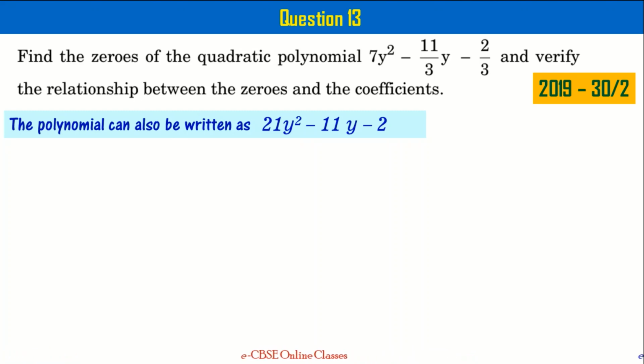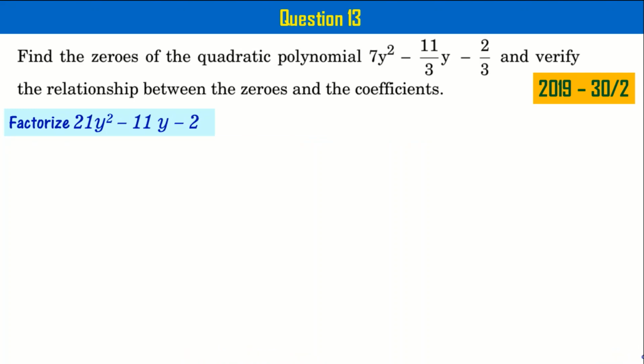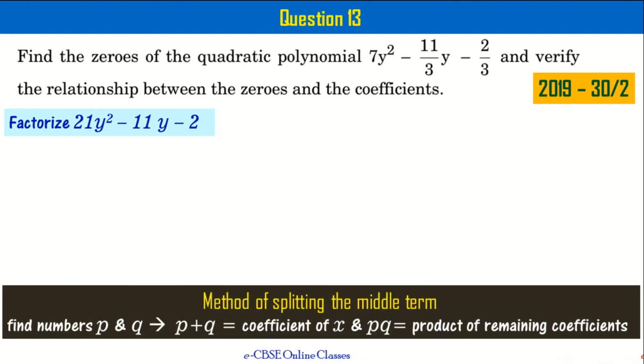So to get the zeros of this particular polynomial, we have to factorize, right? Let's factorize 21y² - 11y - 2. I'm going to use the method of splitting the middle term. For that, we have to find two numbers p and q such that p + q equals the coefficient of x. In this particular case, it is going to be the coefficient of y. And pq is going to be the product of the remaining coefficients, right? The remaining coefficients you have are 21 and -2. Their product is -42, right?